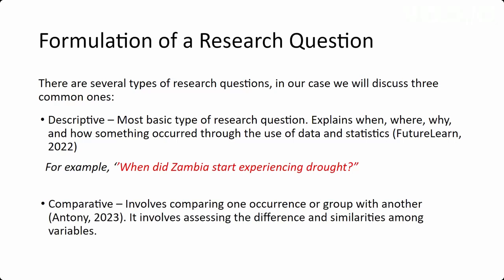There is also the comparative research question. This involves comparing maybe one occurrence or a group with another. For example, what happened at that particular time compared to what happened now. You're discussing events. I can grade this as a semi-basic question.